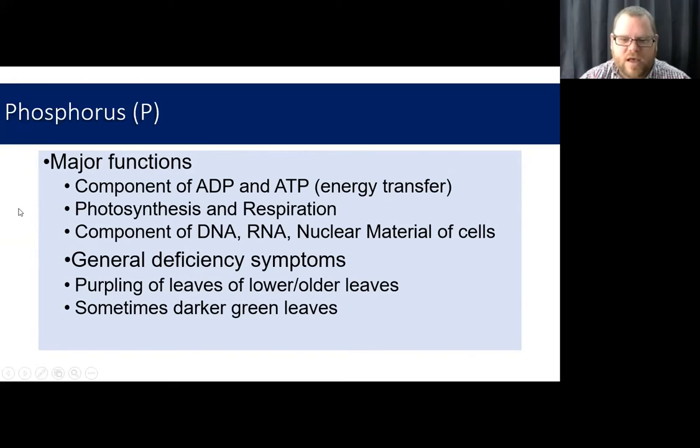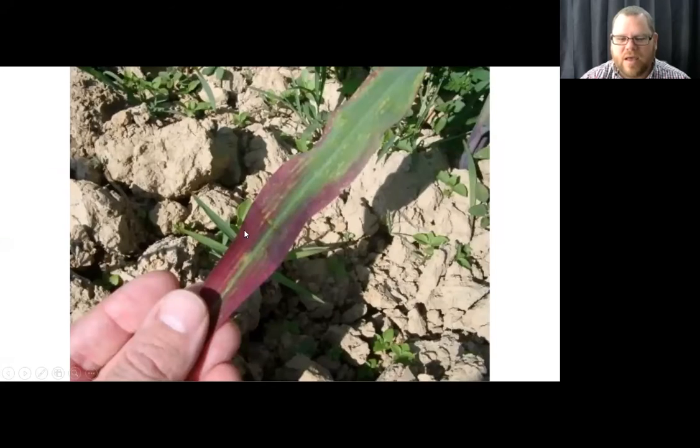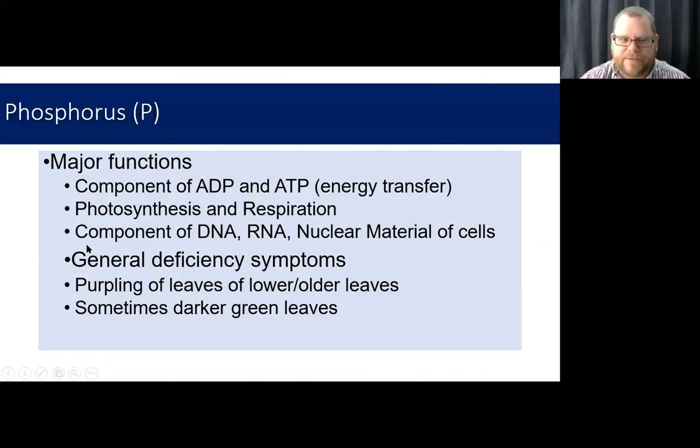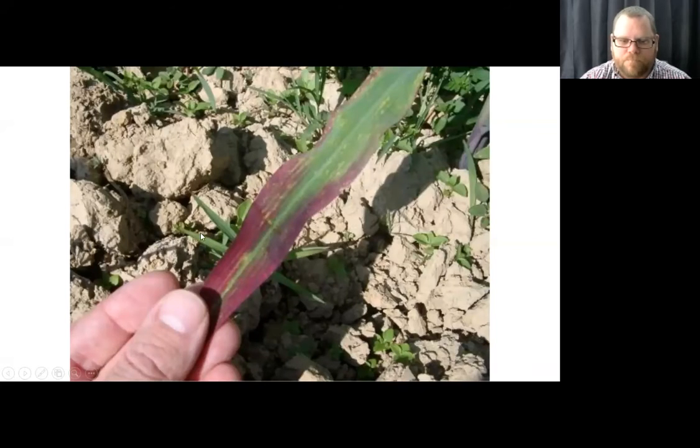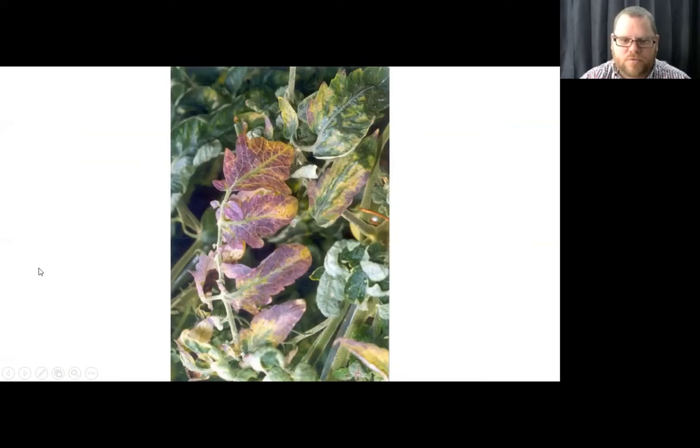Major functions: energy transfer, photosynthesis, and respiration. It is a component of DNA, RNA, and nuclear materials of cells. Some of the general deficiency symptoms are the purpling of leaves and sometimes darker green. And we see on this one a great picture of the purple leaves. Okay, again, that is phosphorus deficiency. See it here in tomatoes.